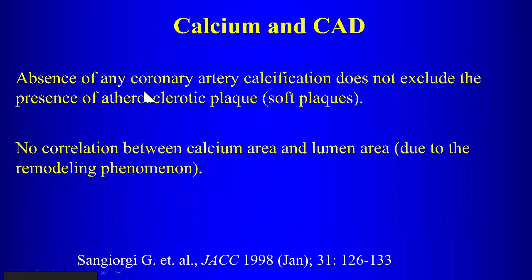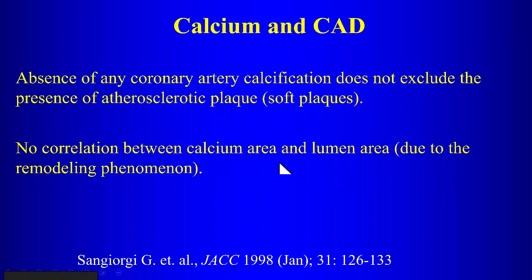The absence of any coronary artery calcification, however, does not exclude the presence of atherosclerotic disease. It is still possible for patients to have soft plaques and to have no calcium. That is why, for a symptomatic patient, a calcium score of 0 is not 100% reliable. A calcium score of 0 is extremely reliable in asymptomatic patients, but in a symptomatic patient with a calcium score of 0, they might still have obstructive coronary artery disease.